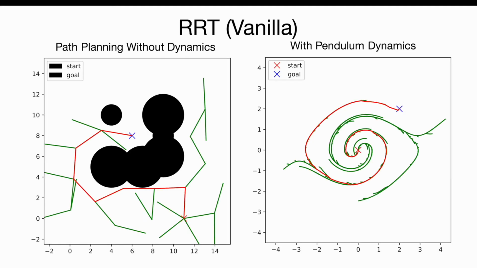Here we look at reachability-guided rapidly exploring random trees. RRT is a method for finding a path through state space that goes from a starting state to a final state. On the left, I show the RRT algorithm for 2D path planning around obstacles. On the right is the result of running the same algorithm but constrained by the dynamics of a torque-limited pendulum.